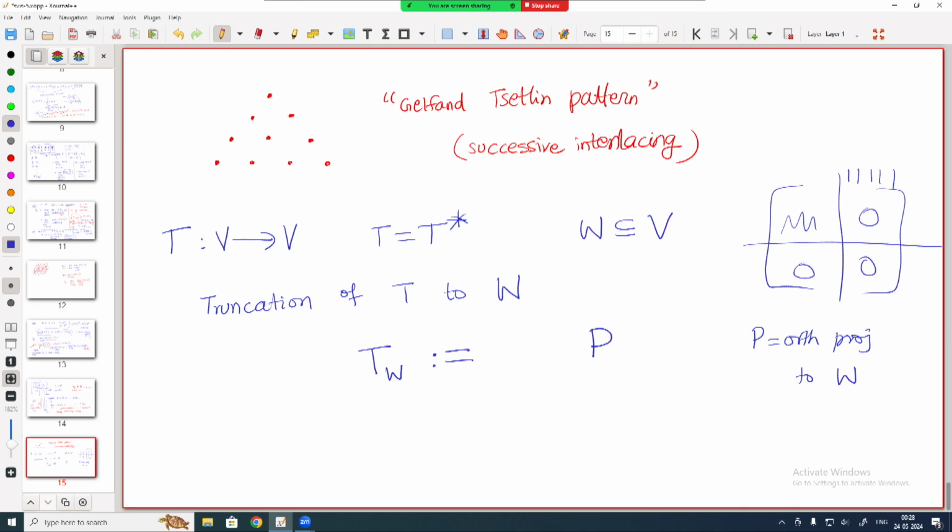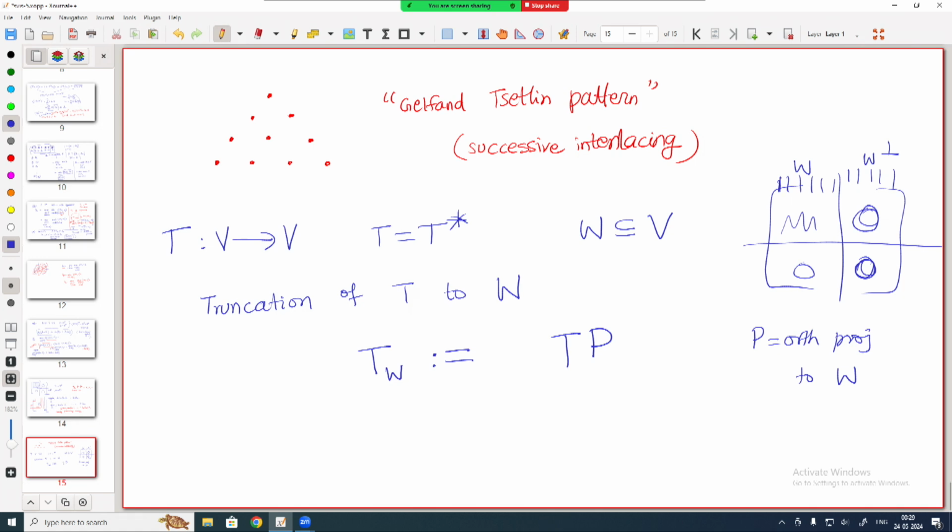When I apply my projection P, what will get killed? W perp will get killed. Imagine these are the basis vectors of W, and those are the basis vectors of W perp. W perp is all killed because I first applied my projection, so I have these zeros. I am forming this truncated operator. Then what do I do? For elements of W, if I apply the projection, nothing happens; they remain as they are. On those I will apply my original operator T.